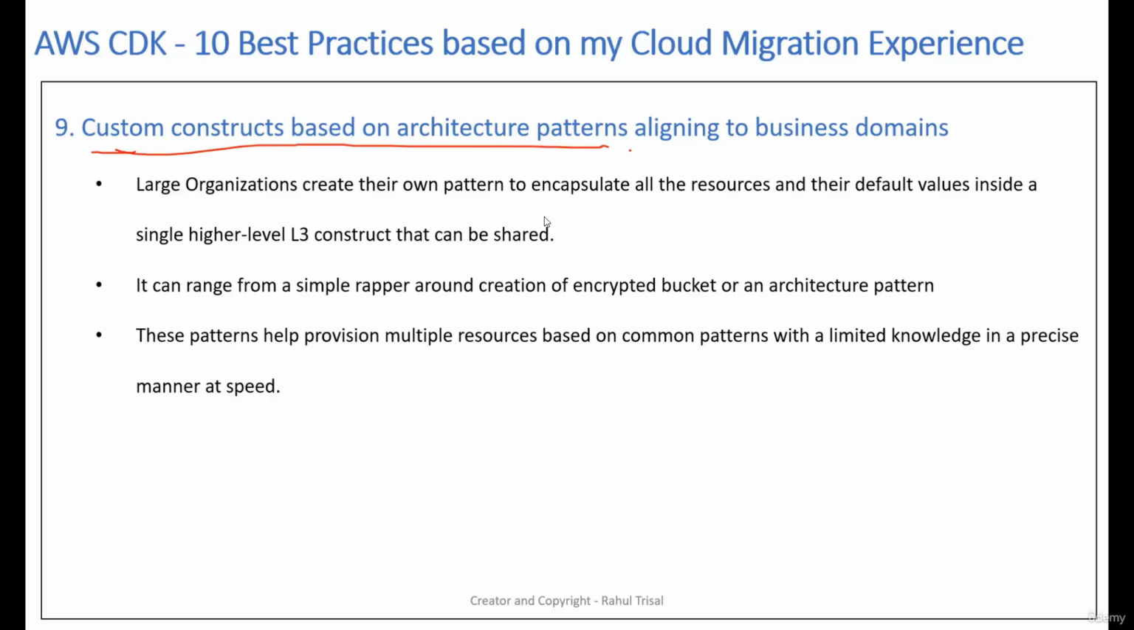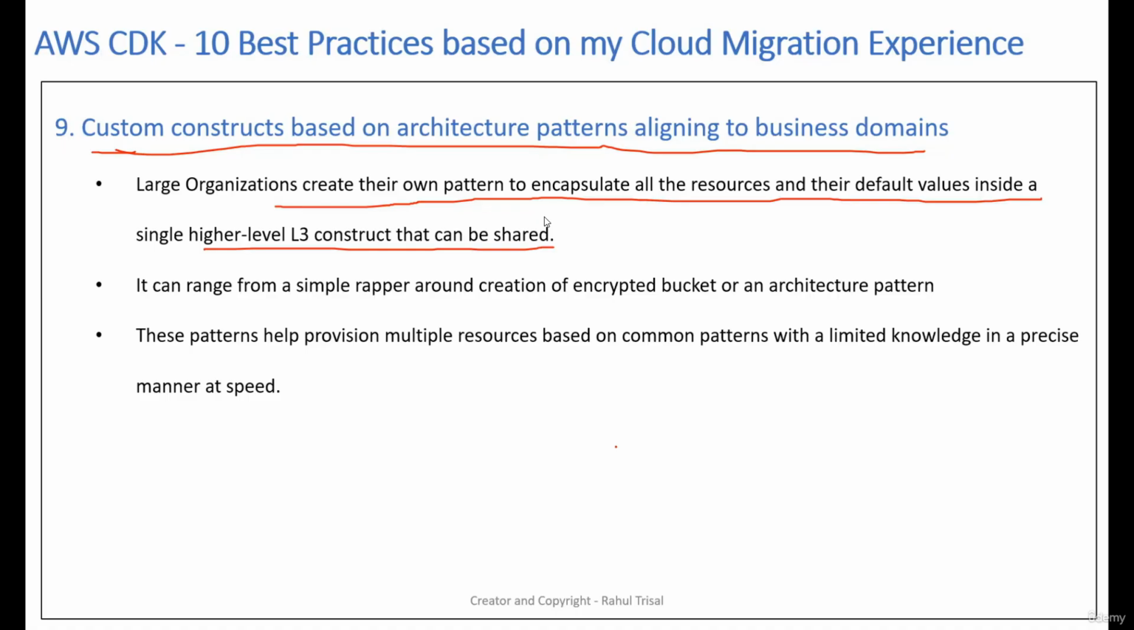Another key practice that you will see across large organizations is the creation of custom constructs based on the architecture patterns aligning to their business domain. Most large organizations will create their own patterns to encapsulate all the resources and their default values inside a single higher-level construct that can be shared. It can range from a very simple service. Say you're creating an S3 bucket and you want only encrypted data in it, so you can write a wrapper around the existing CDK module, and all the developers within the organization use the same construct.